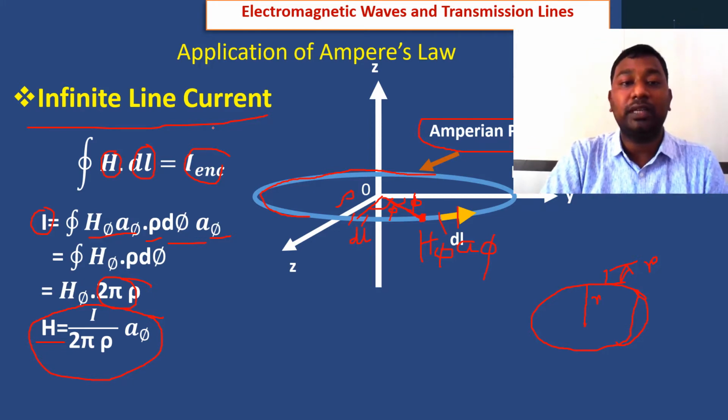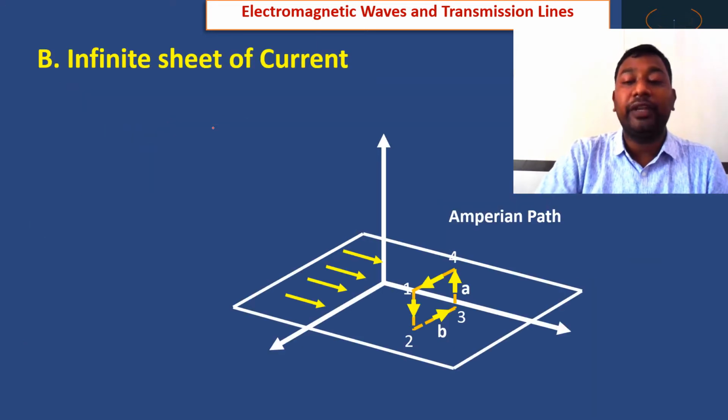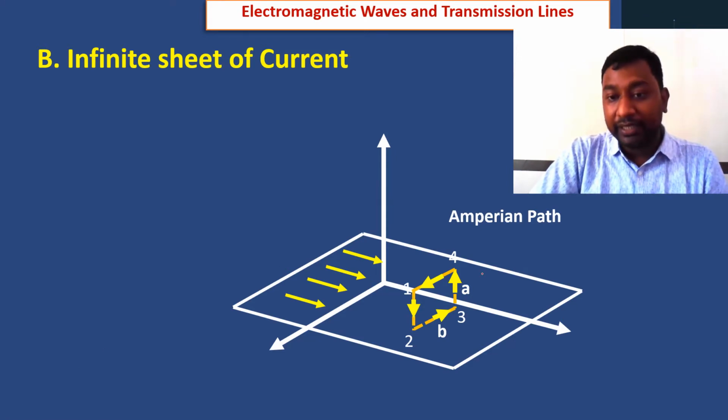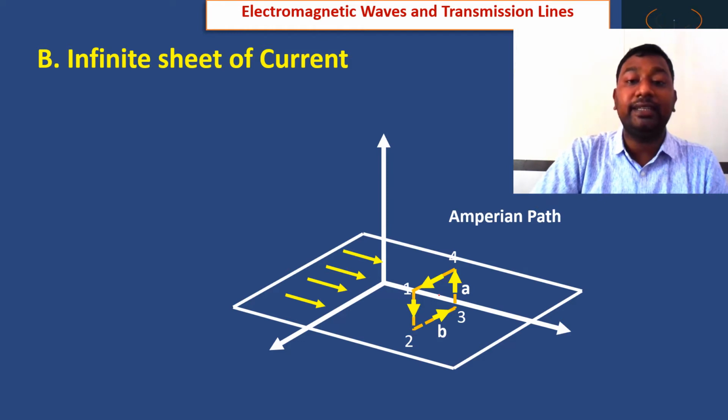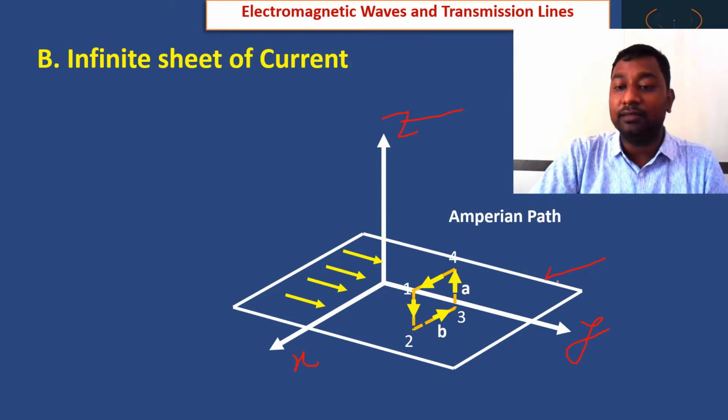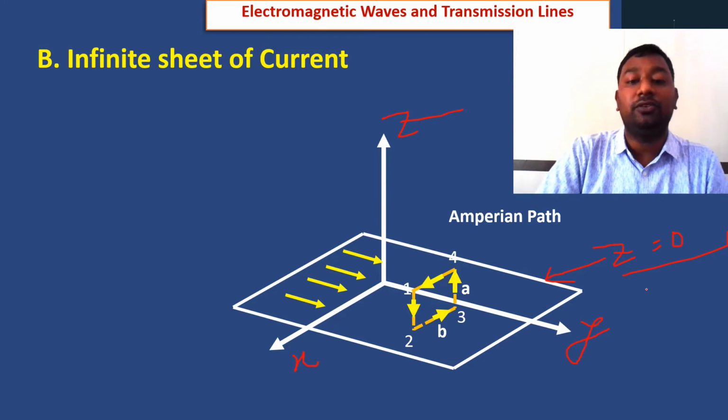Now similarly we can find it for an infinite sheet of current. We are considering one sheet, called an infinite sheet, placed in the z equal to 0 plane. This one is z, this one is x, and this one is y. So we are representing it in a Cartesian coordinate system x, y and z, and this is the infinite sheet of current in the z equal to 0 plane.